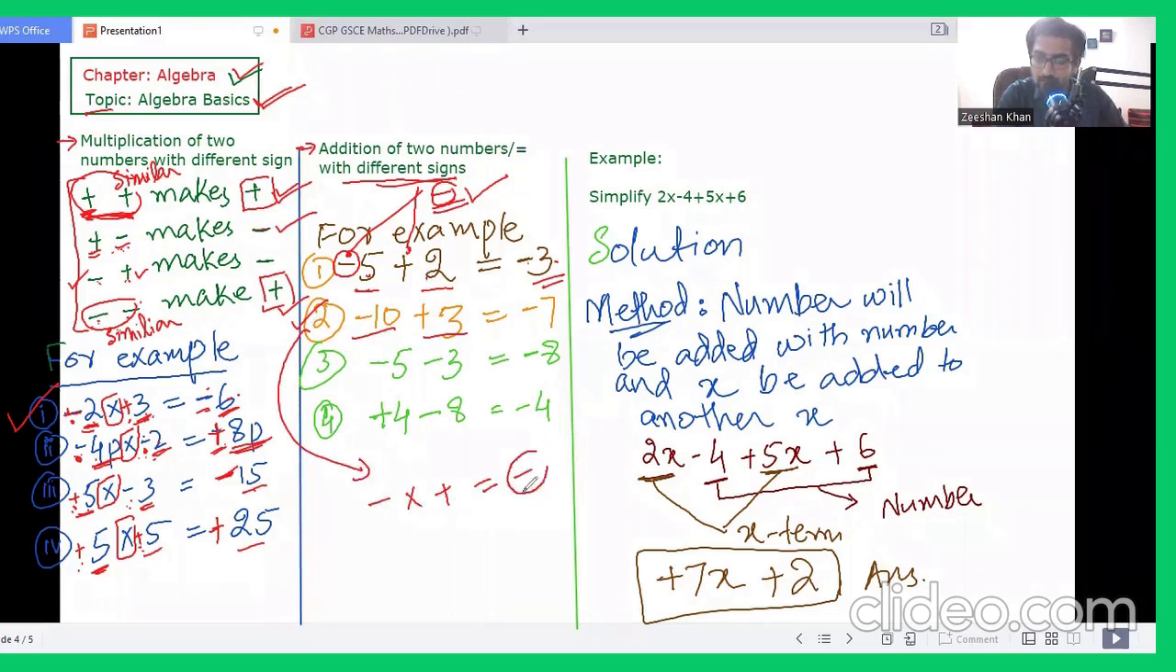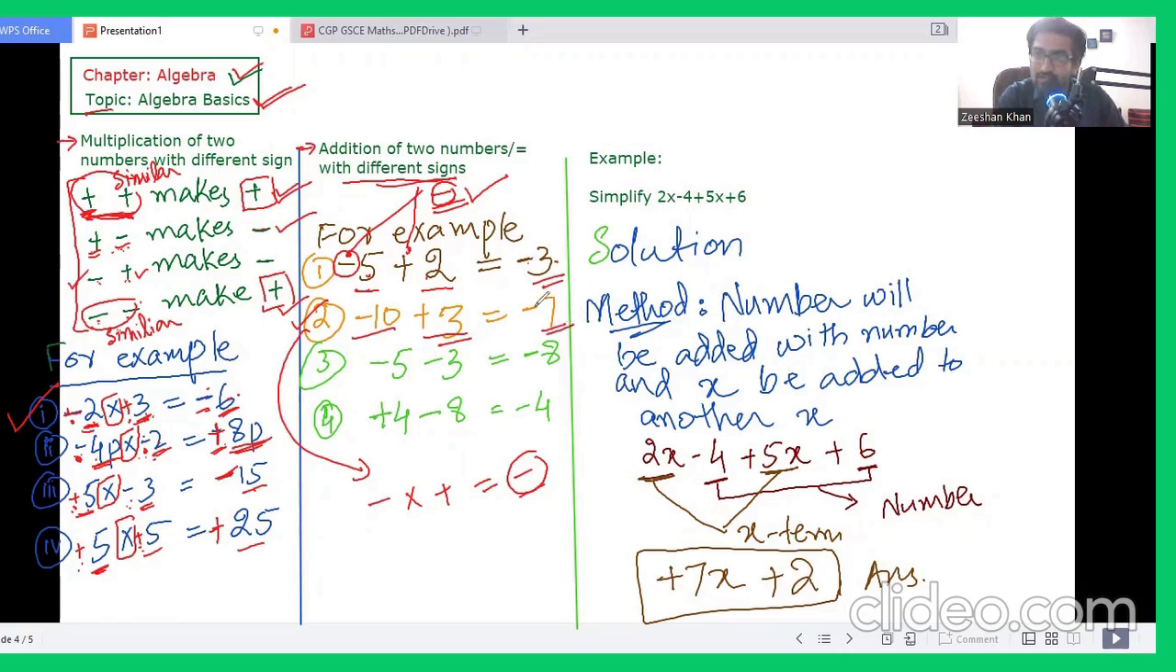So what does it mean? It means we will subtract these numbers from each other. So 3 is obviously a smaller number, 10 is a bigger number. So we will subtract 3 from 10. Okay, so we got 7.